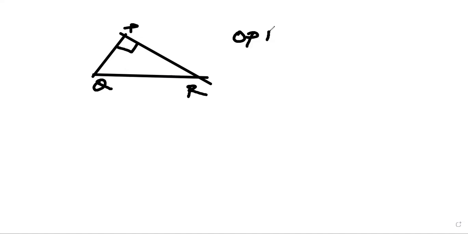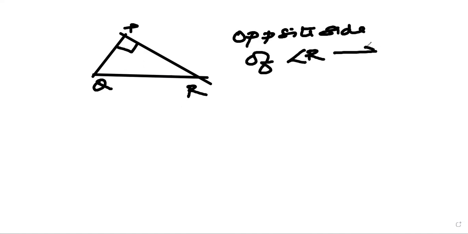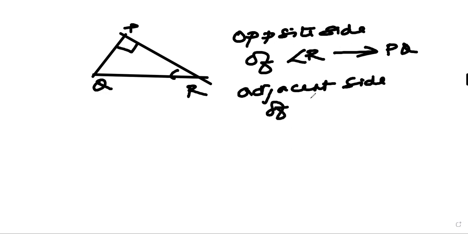So which is the opposite side of angle R? Opposite side of angle R. What is the side in front of R, son? There is only one, PQ. Are you getting me here? Everybody can see it's PQ. Which is the adjacent side of angle R? Angle R is contained by hypotenuse QR and PR. So PR becomes the adjacent side.